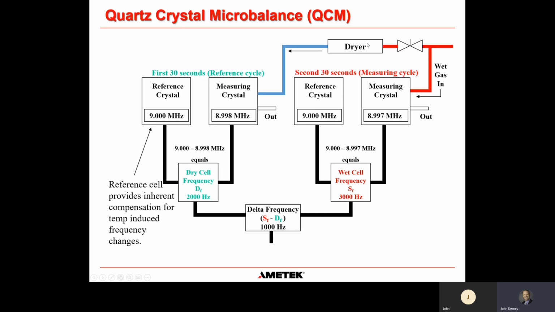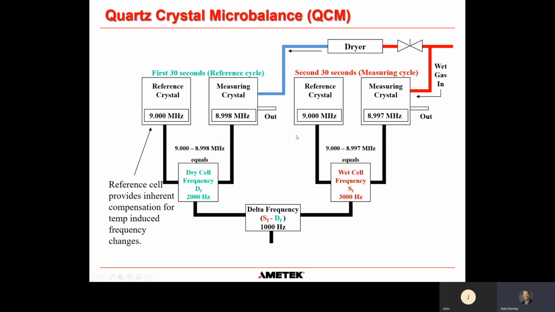And then the gas is switched and goes through a dryer, and there's now dry gas flowing into the measurement crystal. And that now is going to oscillate at a higher frequency, a little bit higher, because there's a little less water now on the hygroscopic material. And that's compared to the reference crystal. And we look at the difference in those frequencies to get a frequency difference, and then that's related to the moisture content in the gas.